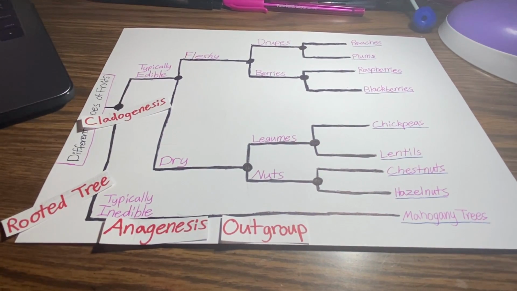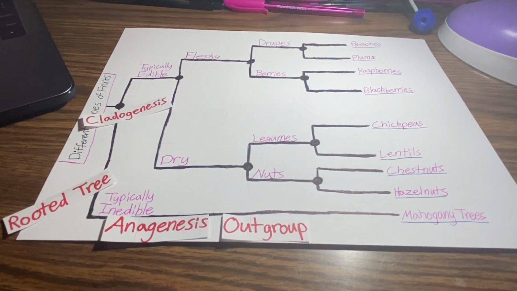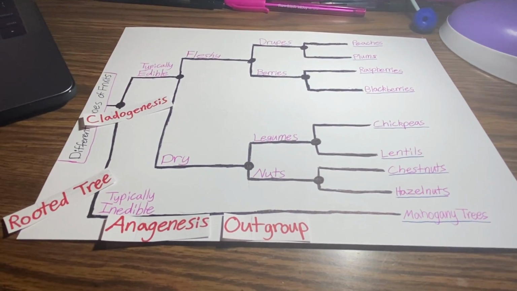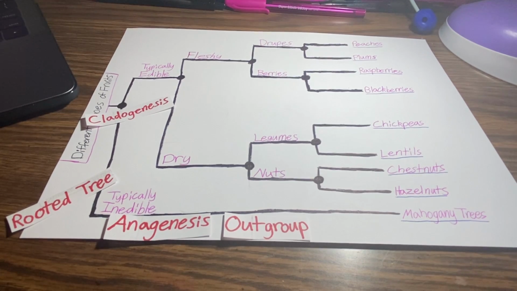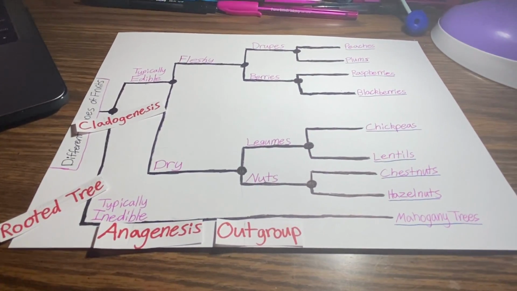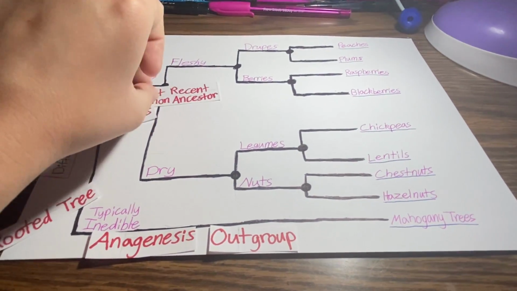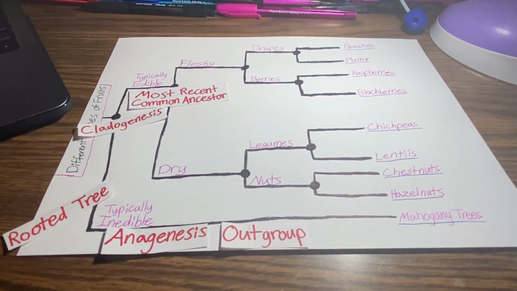Now the little black dots in between the branches are internal nodes, also known as common ancestors. So if we look at the fleshy and dry categories, the most recent node, or most recent common ancestor, is the typically edible category. And here is our phylogenetic tree.